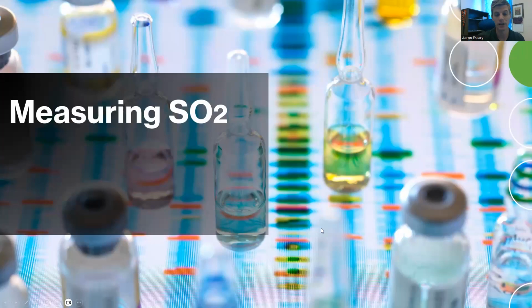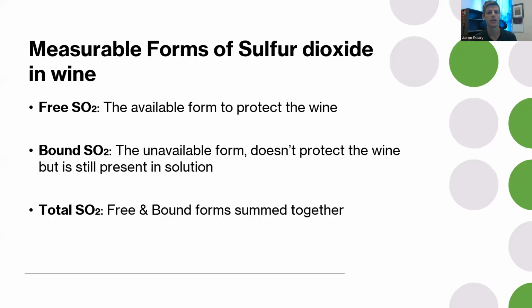So measuring SO2. This is one that comes across now. If you're adding potassium metabisulfite into your wine, you have to figure out a way to measure it, because it is an important number to know. So measuring forms of sulfur dioxide in wine. I meant to say types here.